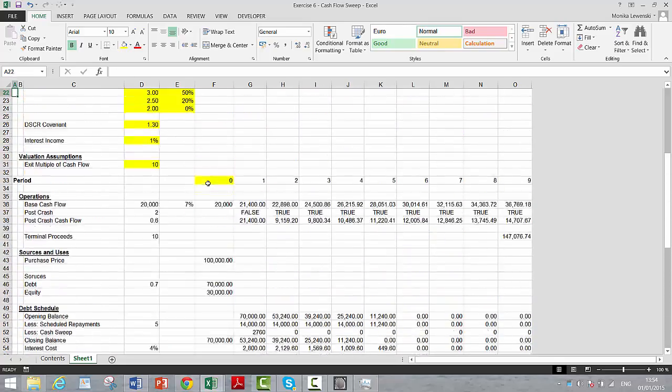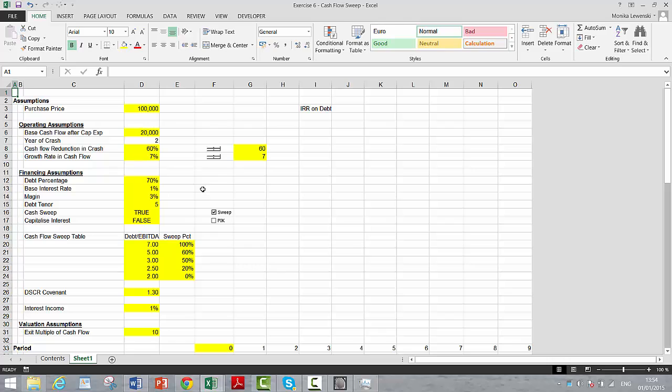All right, so that's a cash sweep in the context of a kind of acquisition model and a leveraged acquisition model.